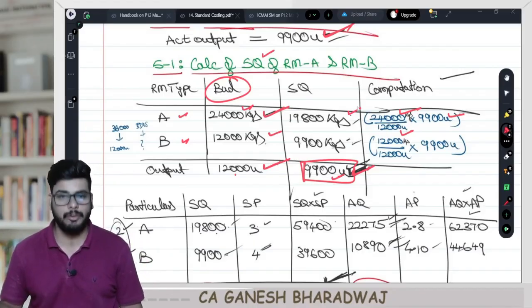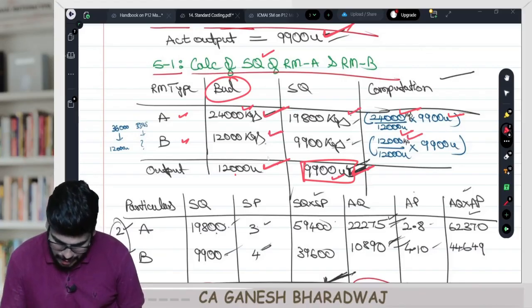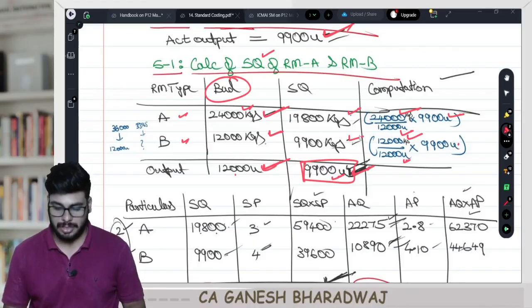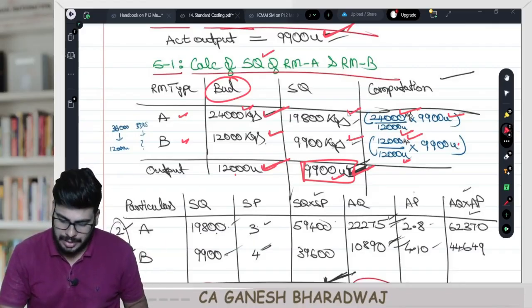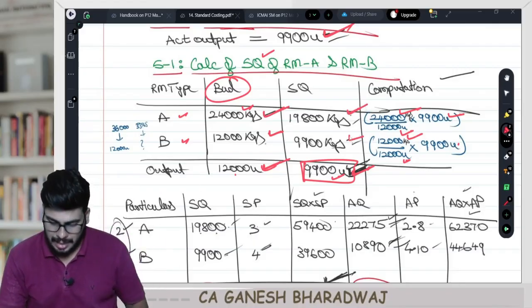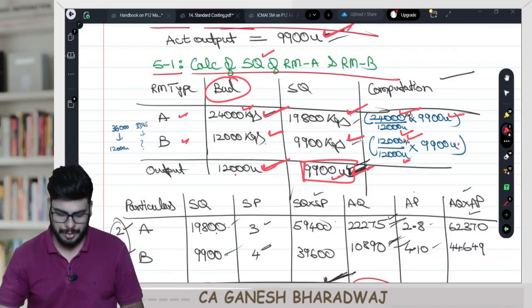Similarly, kgs of B, how much is it? 12,000 divided by 12,000 units into 9,900. You get 9,900 kgs of B. Are you clear with this? With this, we get the standard quantities of raw material A and B, which is 19,800 kgs of A and 9,900 kgs of B. Clear with this, guys, right?